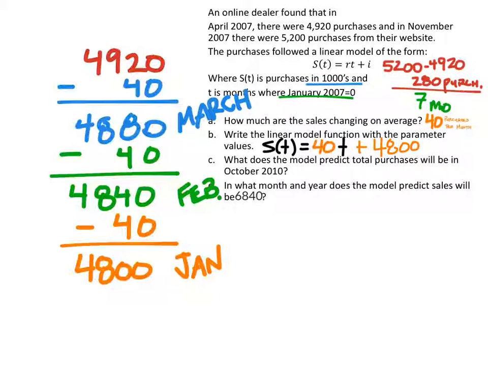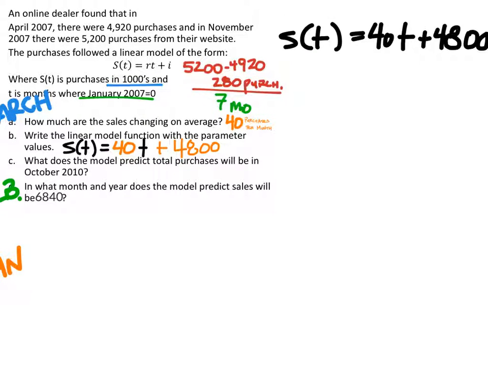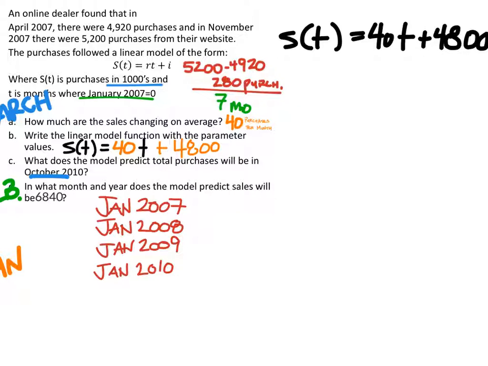So I'm going to rewrite the function, and I've got S of t equals 40t plus 4,800. And this one says how many total purchases will be expected in October 2010. Now this is where things get a little tricky, because we're looking at starting this data from January 2007, and that was month 0. Things are a little offset because January 2007 is month 0. So I'm going to show that down here.